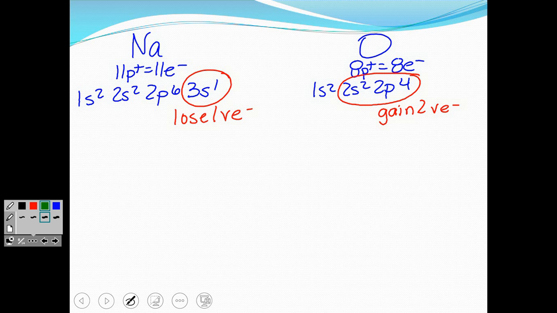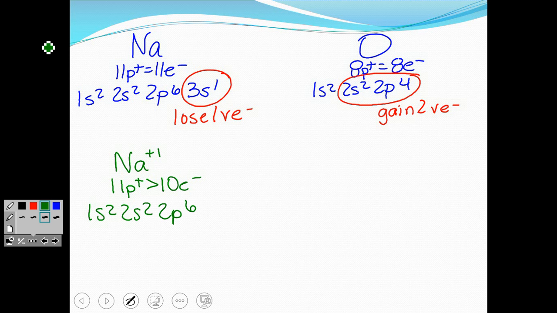So for sodium, we already found out it's what charge? What was it last time? Positive 1. 11 protons is greater than 10 electrons. And we lost our 1.